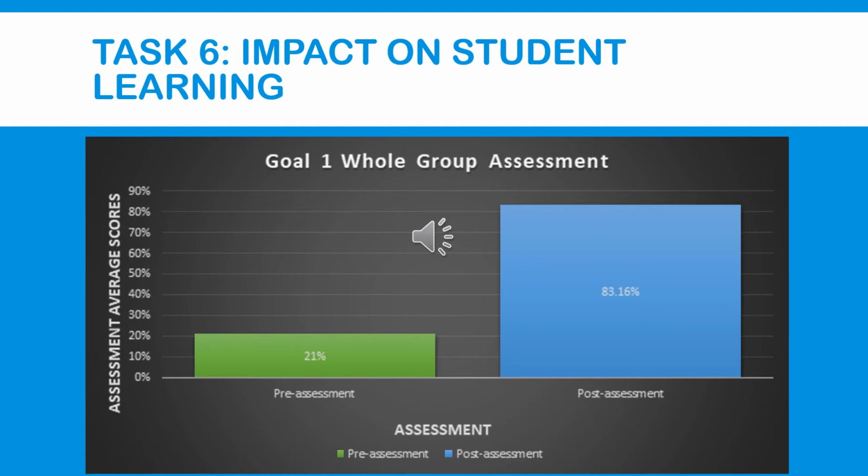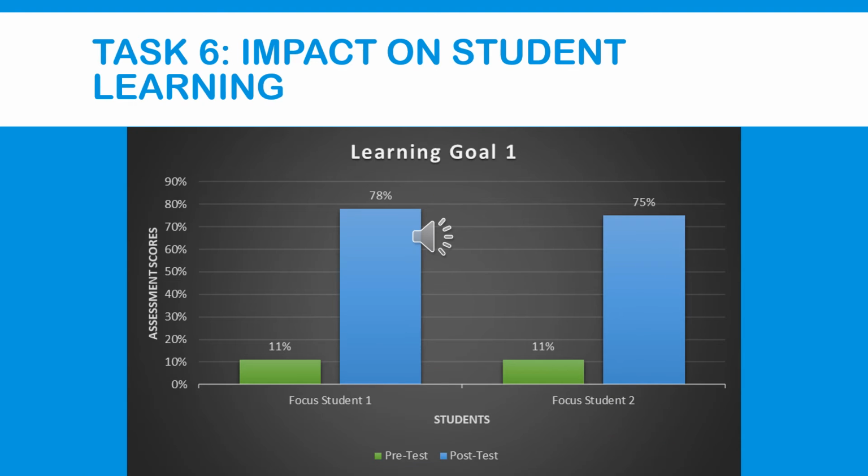As a whole class for learning goal 1, the students improved from 21% to 83.16%. Here is a closer look at my Focus Student 1 and Focus Student 2 on their pre- and post-assessment for learning goal 1. They started about the same and ended about the same. They were 3% off on the post-assessment, but I noticed that a majority of their mistakes were multiplication errors or adding and subtracting errors.